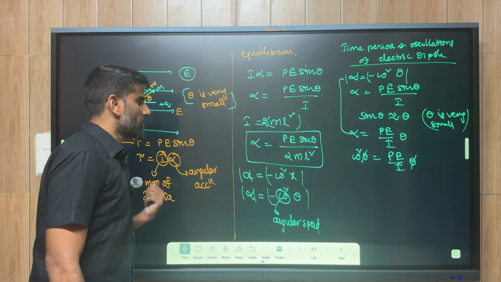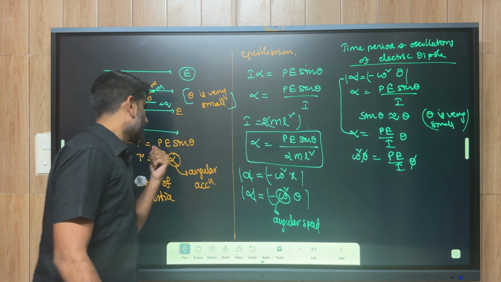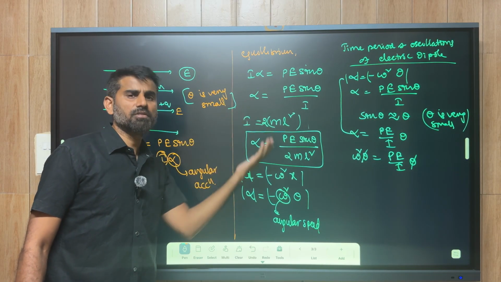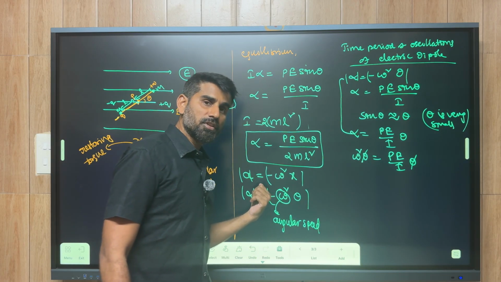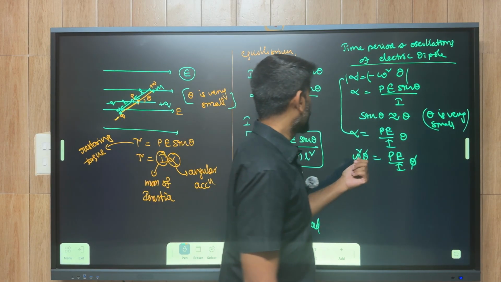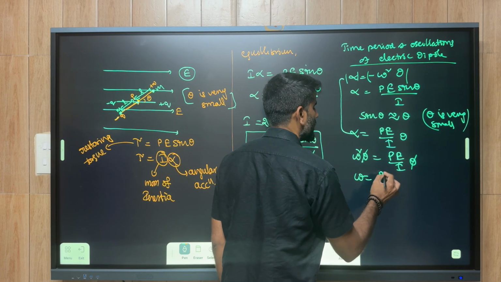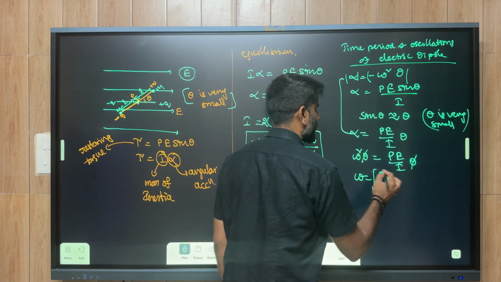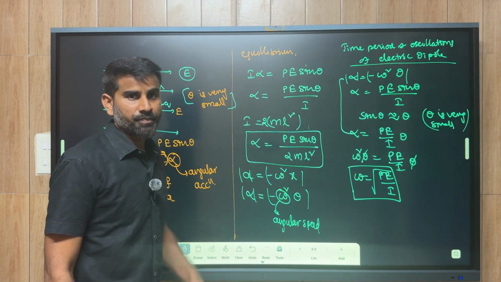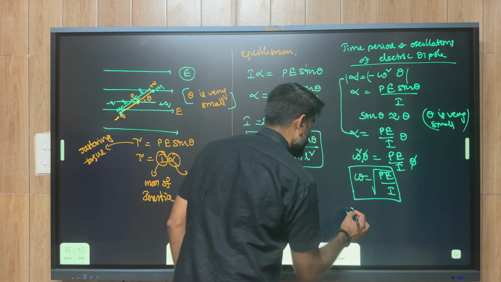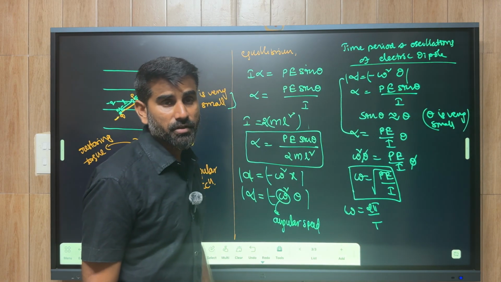You can use the negative sign as well, because you will get the negative sign on both sides. I haven't used the negative sign here because magnitudes were enough to obtain this equation. So omega square theta is equal to PE by I theta. Theta gets cancelled. Omega is equal to under root PE by I, the angular velocity. And recall that the angular velocity omega is equal to 2 pi by time period.